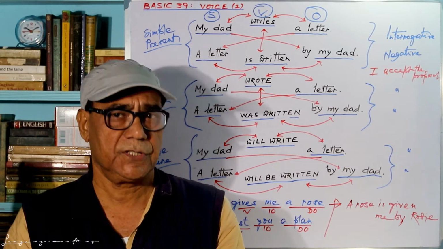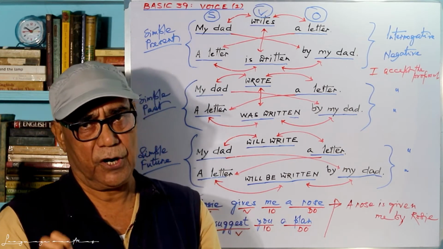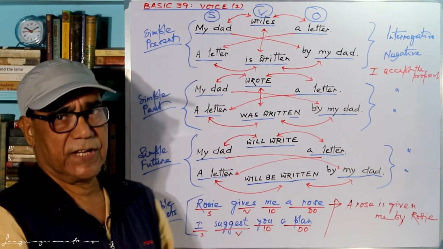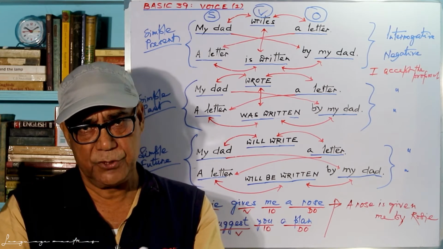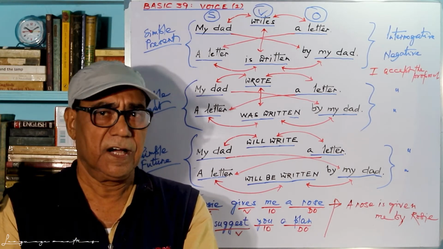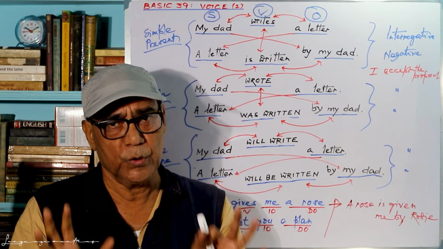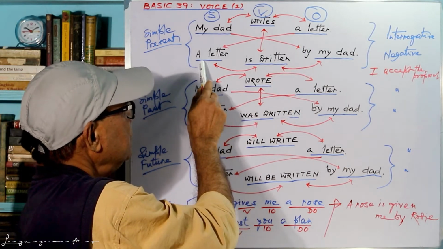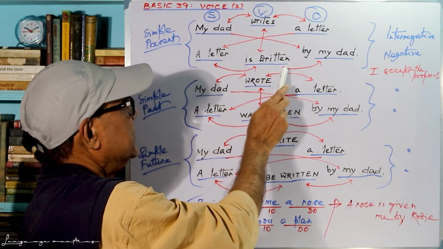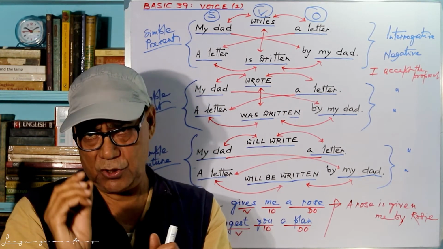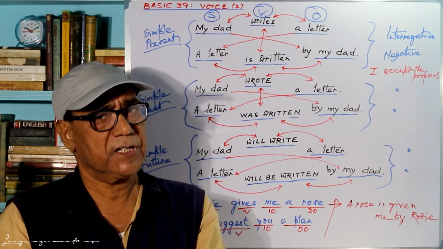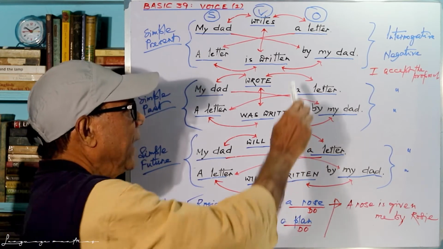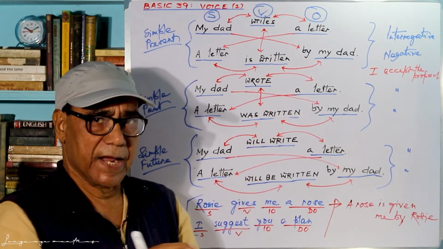You know simple present tense in its active voice. We have done enough of it. Let's see. My dad writes a letter. My dad is the subject, writes is the verb, letter is the object. We know this very much. Now in passive voice, a letter becomes the subject here. So, a letter is written by my dad. Is is the to be verb, written is the past participle form of the verb write, and then by is added, and my dad.